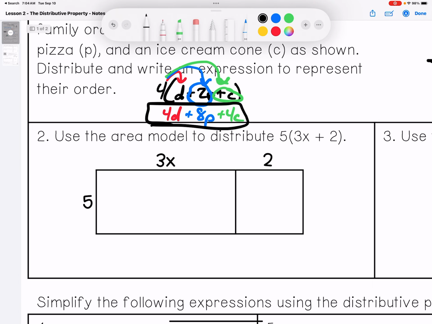Use the area model to distribute 5 and 3x plus 2. Okay? So basically what this area model wants us to do is 5 times 3x, which is what? How about I not put the eraser on? 15x. And then we do 5 times 2, which is positive 10.